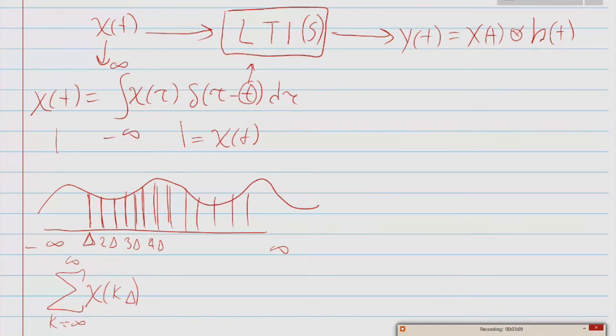So, I realized that I made a mistake. The Dirac delta fires at t, not 0. Therefore, that's why it's equal to x of t.